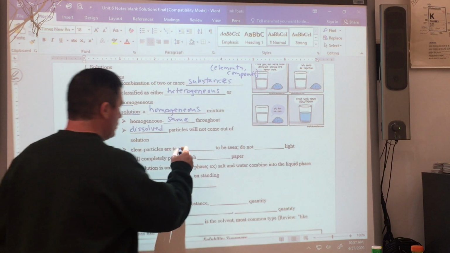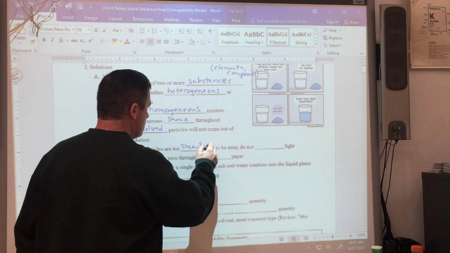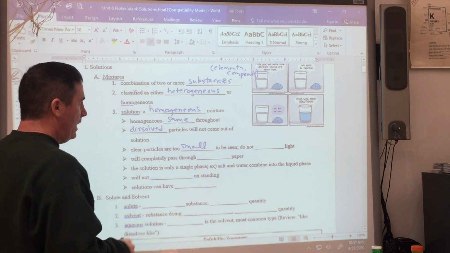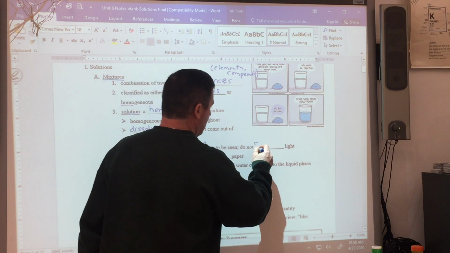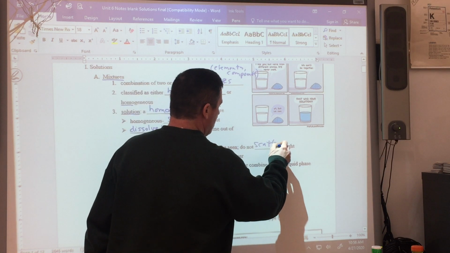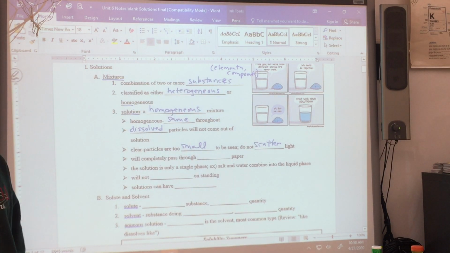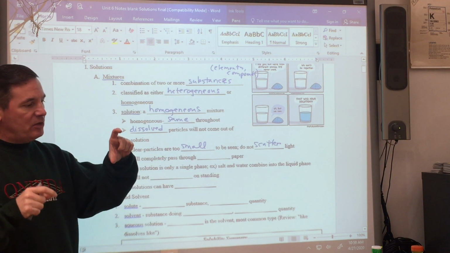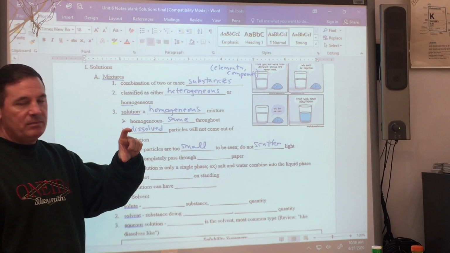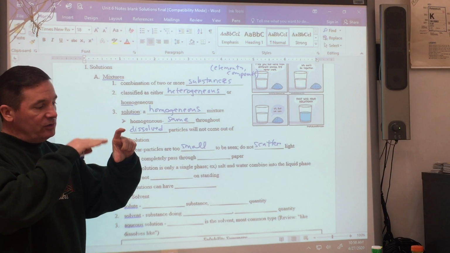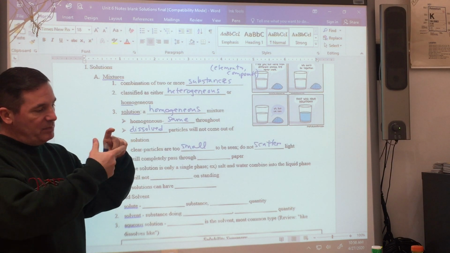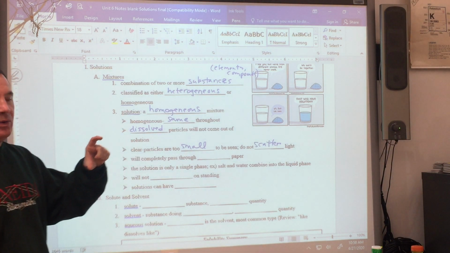Clear particles are too small to be seen, of course, and they do not scatter light. Now, I didn't bring any milk today, but if we had a container, just a beaker of milk, and I shone light through it, you'd see that the light does get scattered. It kind of makes it look like a little bit of a cloud in there.